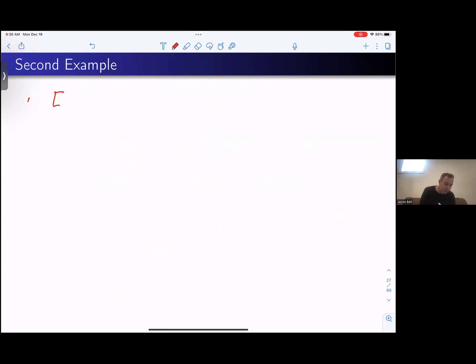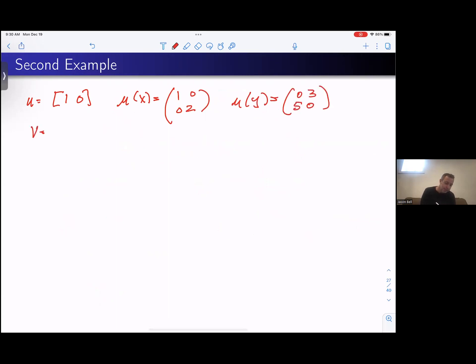Now, that's all good and well, but here's another example where we are sort of irreducible, but it's not intrinsically irreducible. So let's say we had something like U is 1, 0, and let's say we again have the two-letter alphabet. And let's say V is 1, 1. Then if you look at U times mu of x, I'm just getting 1, 0. And if I look at U times mu of y, I'm getting 0, 3.